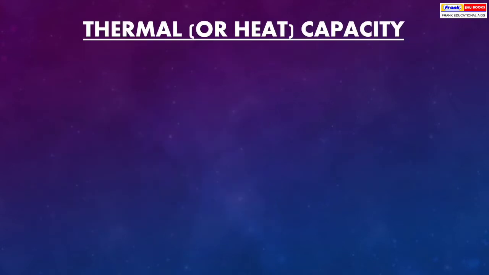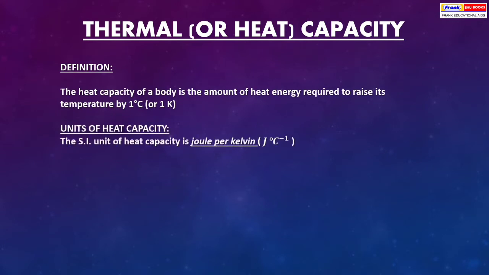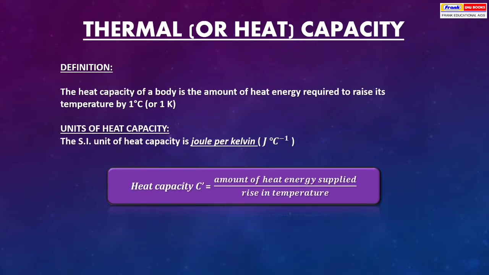Thermal or heat capacity. Definition. The heat capacity of a body is the amount of heat energy required to raise its temperature by 1 degree Celsius or 1 Kelvin. Units of heat capacity. The SI unit of heat capacity is joule per Kelvin. Heat capacity is the amount of energy supplied per rise in temperature. Heat capacity C dash is equal to Q upon delta T.